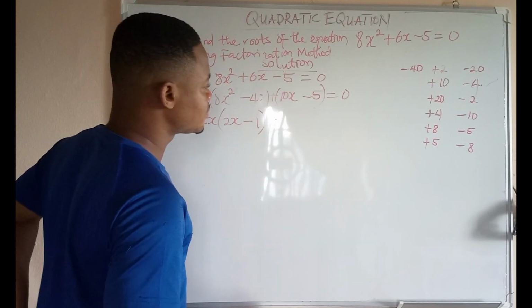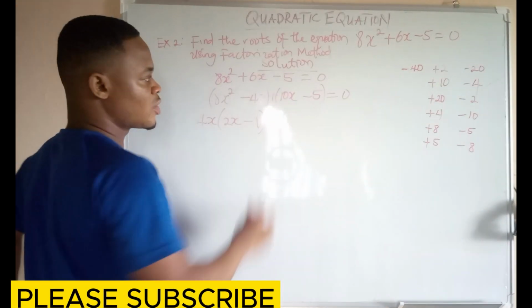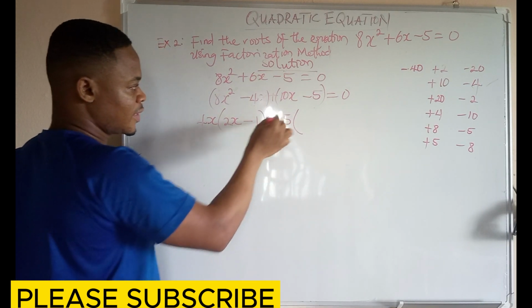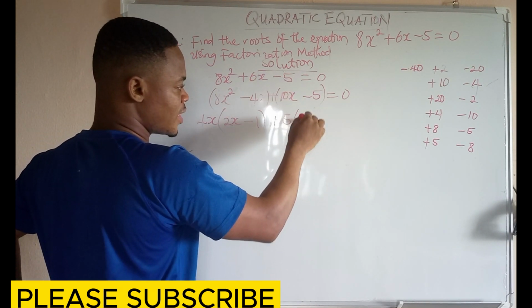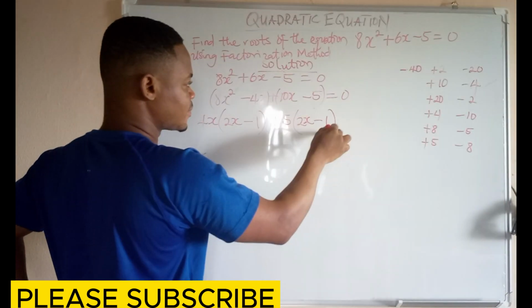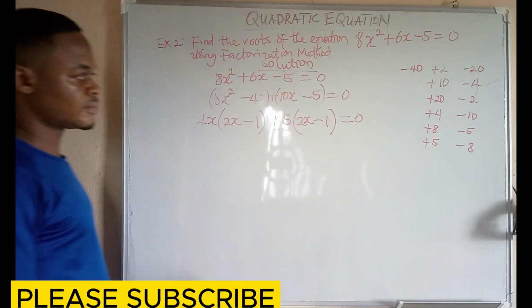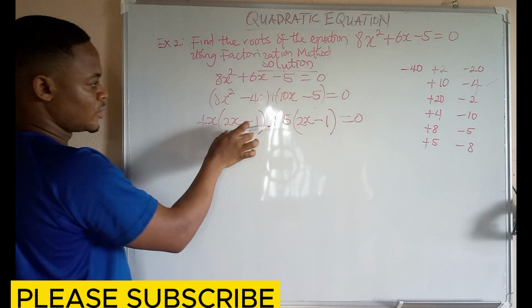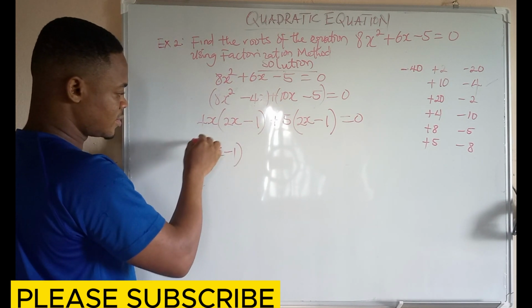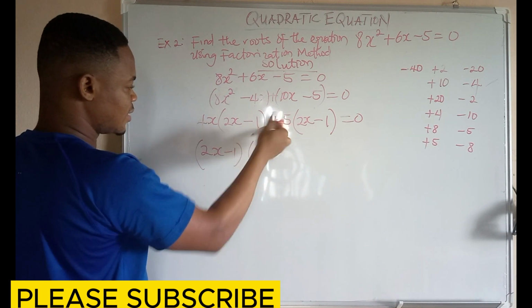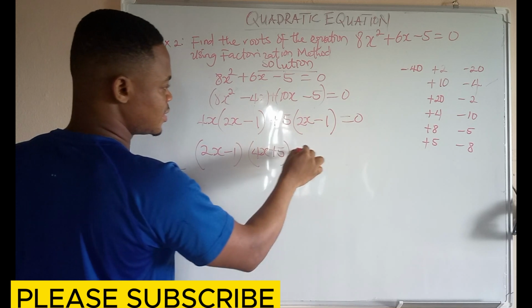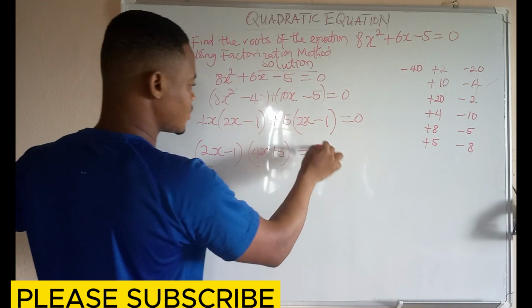Into plus, what is the common factor here? The common factor here is 5. So we bring out 5 and, if 5 divides here, we'll be left with 2x minus, 5 divides 5, we have 1. And this is equal to 0. So, since they are common, we bring out one of it, 2x minus 1, into this and this, 4x plus 5. And this will be equal to 0.